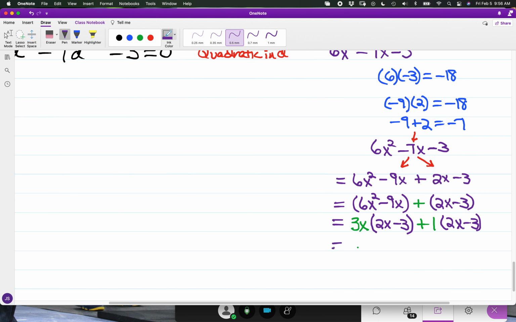So looking at what we have in the factorization, shared in common we have the binomial 2x minus 3. And then combining the greatest common factors and the linking operation of addition, we have 3x plus 1. Now, just relaying this back to the original equation.